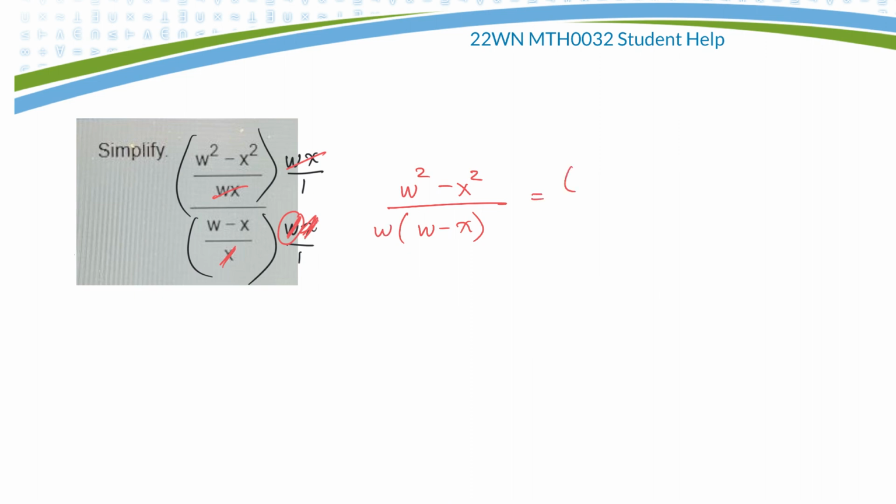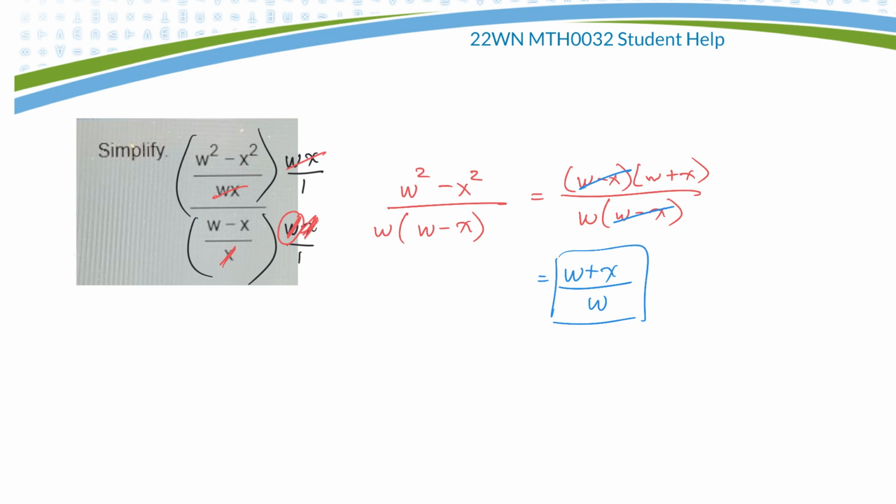Again, the top is a difference of squares: w minus x, w plus x. On the bottom, I have a w and a w minus x. So the w minus x's both cancel, leaving w plus x over w. That'd be my simplification. Hopefully that helps you with those two.